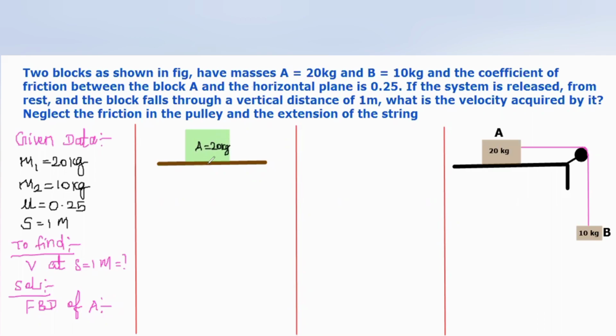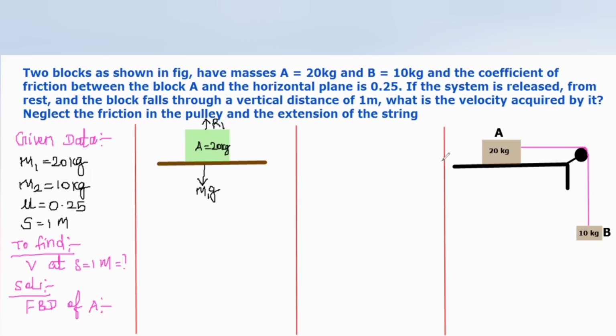When this object lies on a horizontal surface, its weight m1g will act exactly downward, and an equal and opposite force exerted by the surface on the object, that is the reaction force R1 or normal reaction.